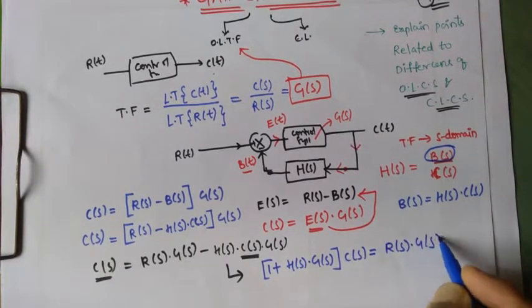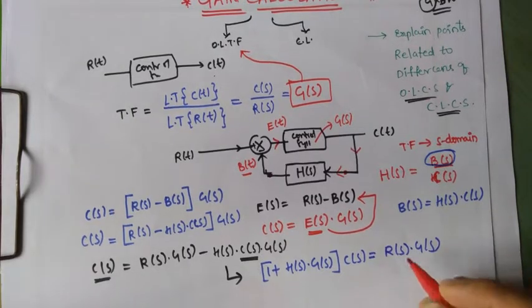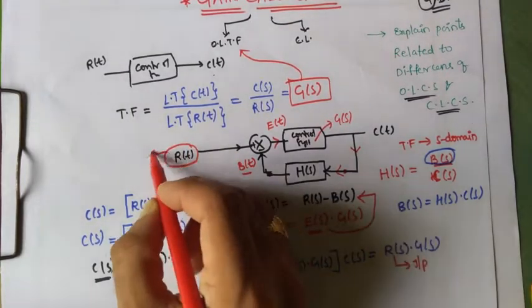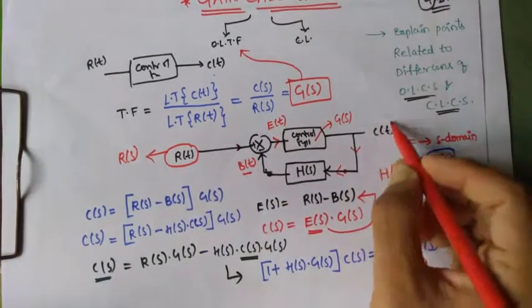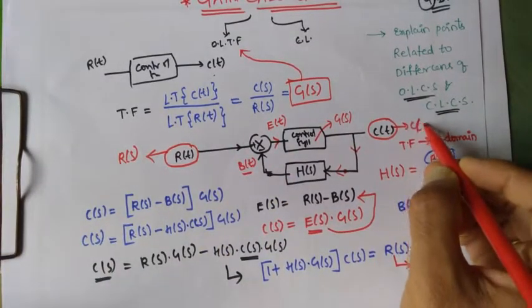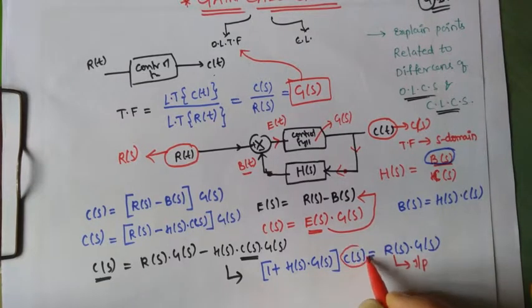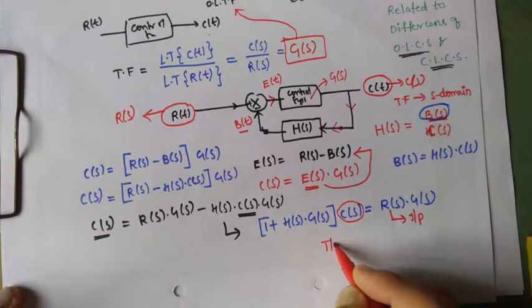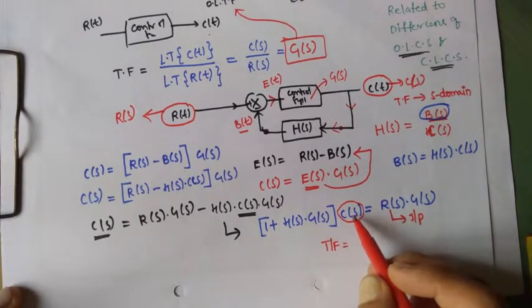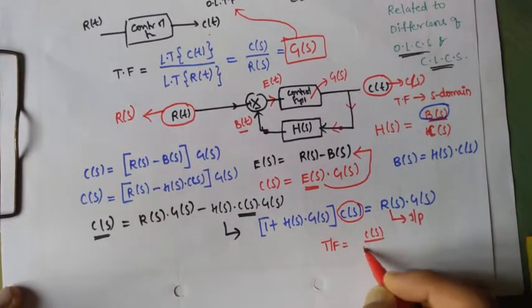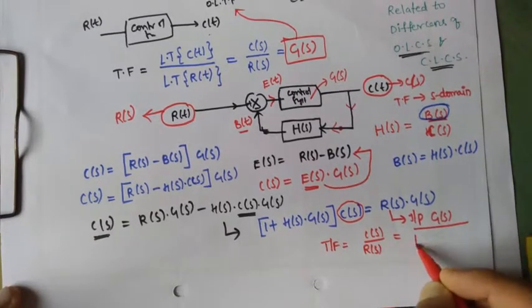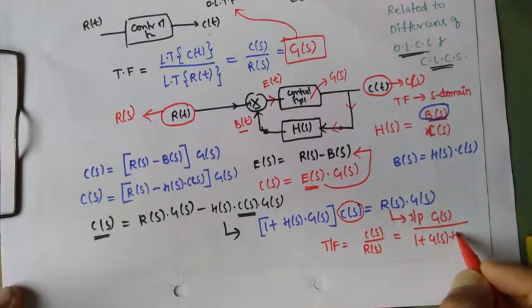equal to R(s) G(s). Now from this you can notice clearly that R(s) is the input of the system, if you take the Laplace transform, and c(t), if you take the Laplace transform, is C(s). So this is the output of the system. So the transfer function equals the Laplace transform of output by input, that is C(s)/R(s), which is equal to G(s) / [1 + G(s) H(s)].